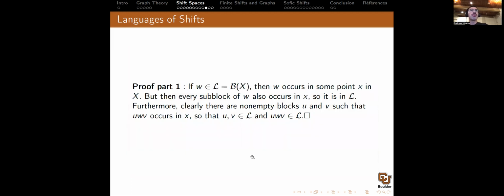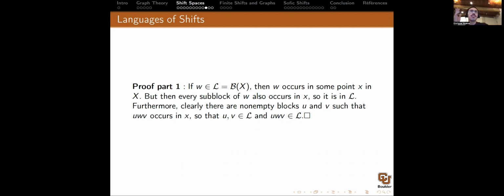Okay, so here's the proof for part one. If we have a word W in the language, clearly it's in the union of all blocks, then W occurs in some point x in X, because that's just what it means to be a block, the union of blocks over the shift space. But then also every subblock of W also occurs in x, so it is in L. Just by definition, if W is in some point in X, then anything in between is also in said point.